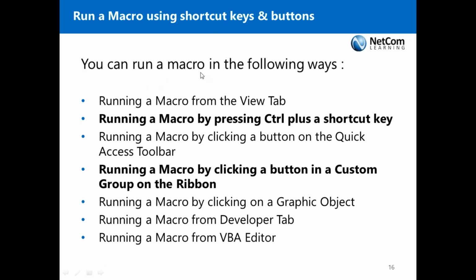Now, you can run a macro in the following ways. You can run a macro from the View tab. You can run a macro by pressing Ctrl and a short key. You can run a macro by clicking a button on the Quick Access toolbar. You can run a macro by clicking a button in a custom group in the ribbon. You can run a macro by clicking on a graphic object, from the Developer tab, and from the VBA editor. There's a lot of options, but we're gonna just cover some of them.